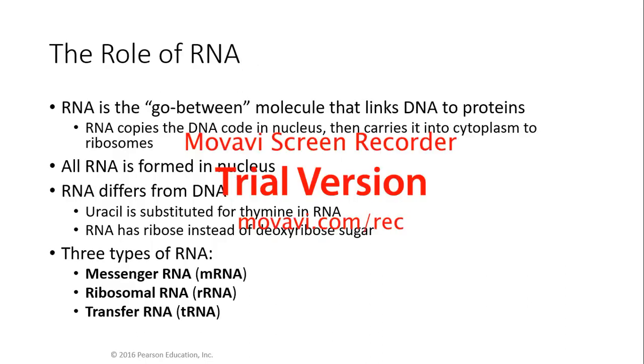And there are three types of RNA: messenger RNA, which I've been talking about; ribosomal RNA, which makes up part of the ribosome, the name tells you what it does; and then transfer RNA, which is going to bring amino acids to the ribosome. We'll talk about how this process occurs in the next couple of slides.